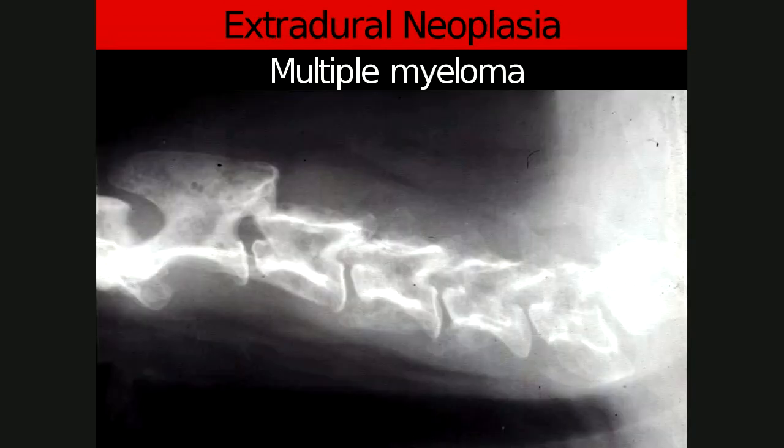Here we've got extradural neoplasia again, typical findings of multiple myeloma. You can see there are multiple punctate radiolucencies affecting all of the cervical vertebra, and this is very typical for multiple myeloma. And multiple myeloma is the most common type of polyostotic neoplasia, polyostotic meaning that more than one bone is affected.